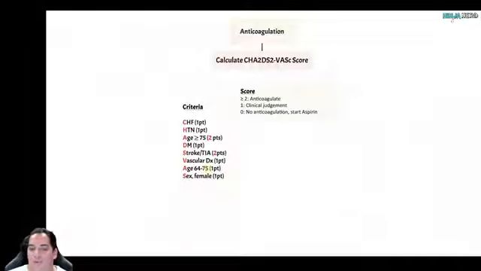So let's say that they have a score of greater than or equal to 2, or clinical judgment decides that these patients are still high risk for stroke and I need to anticoagulate them. You need to pick the proper anticoagulant on the exam. If they have non-valvular AFib, with no mitral stenosis and no prosthetic valve, pick a DOAC. Rivaroxaban, apixaban, edoxaban, dabigatran are your choices.